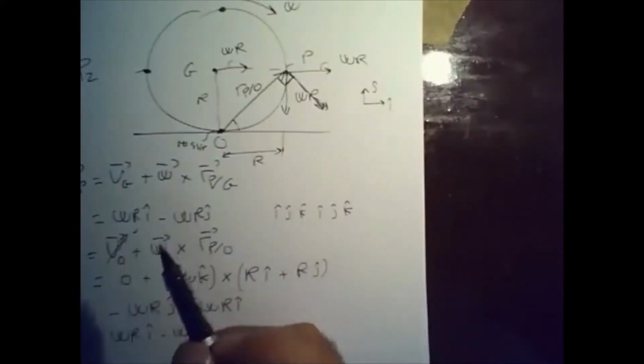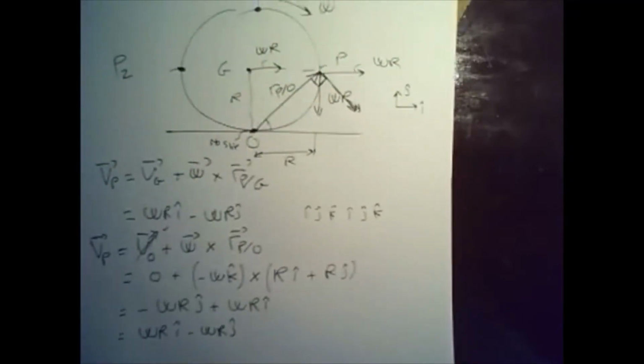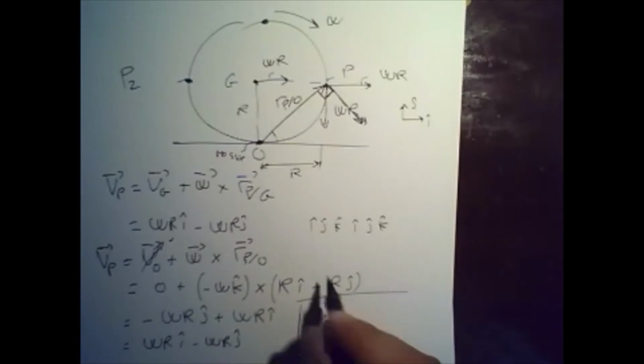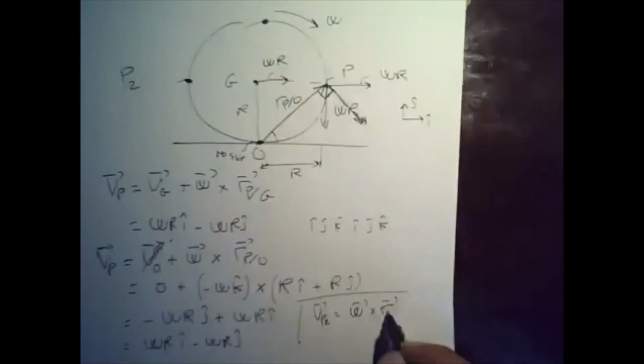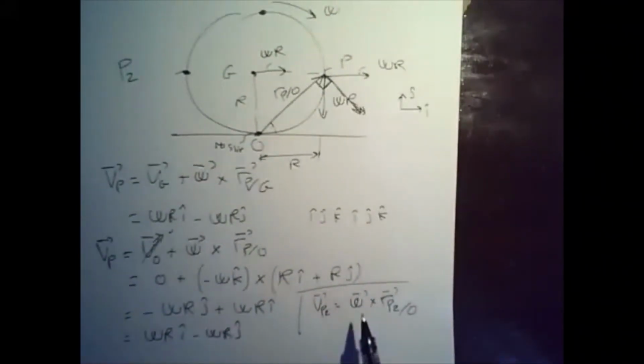Okay, if I'm trying to find the velocity of this point, P2, basically I'm going to have to reapply what I just did, right? So the velocity of P2 in the frame is going to be equal to VO, which is 0, plus omega cross what? RP2 with respect to O, right? How does the cross product look between omega and this vector, which is RP2 with respect to O?